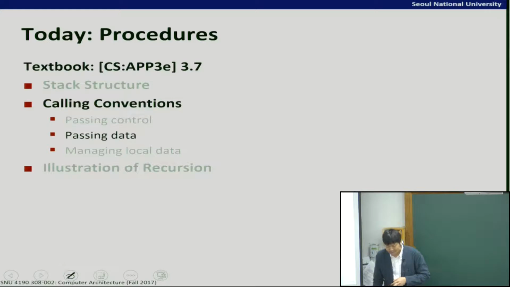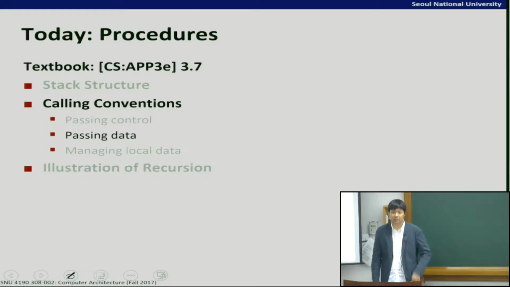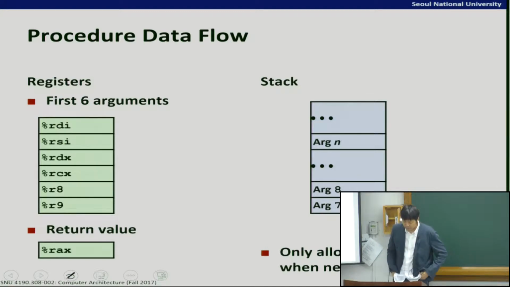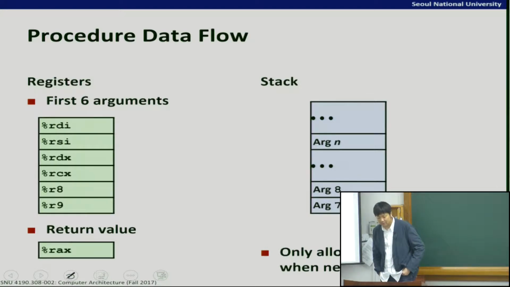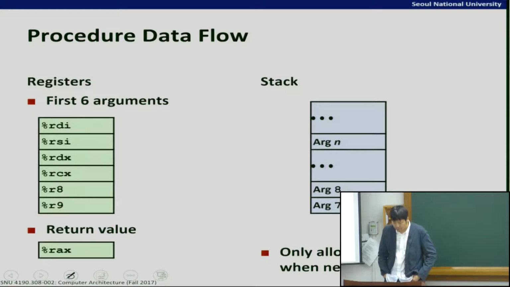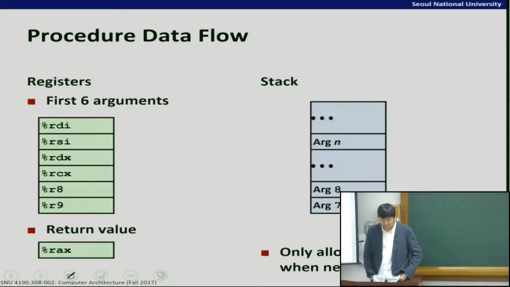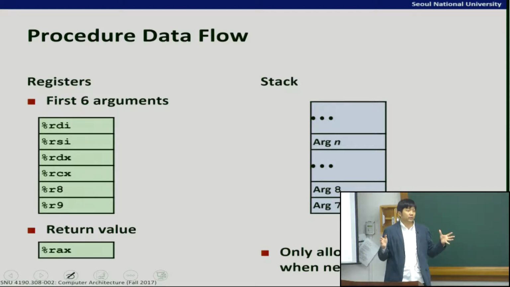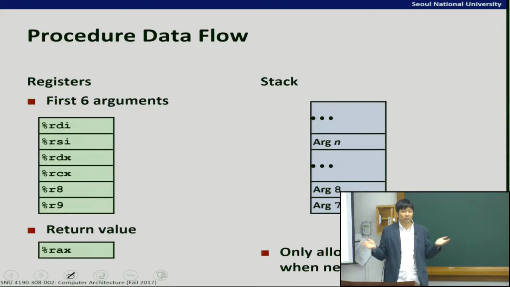And the second part is passing data. So how can we pass arguments? I explained a little bit: we pass the arguments using RDI, RSI, and all these registers. But here is a more concrete description of how we pass the arguments. In theory there can be an unbounded number of arguments, right? You can pass as many arguments as you want.